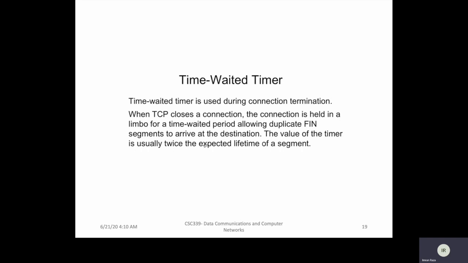And then the last timer is called time-wait timer. This time-wait timer is used to terminate a connection. Whenever we have to terminate a connection, TCP sends a connection close request. The connection is held in limbo for the time-wait period, allowing the duplicate FIN segment to arrive at the server side. The value of the timer is usually twice the expected lifetime of a segment. So upon receiving the duplicate FIN, we wait for the time-wait timer.